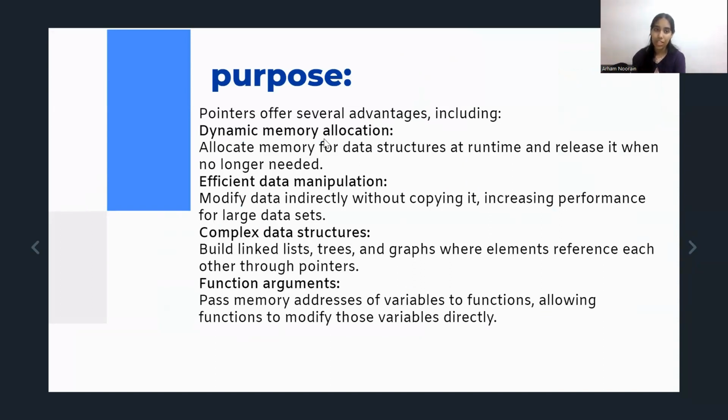Purpose. What is the purpose of this? It helps in dynamic memory allocation: it allocates memory for data structures at runtime and releases it when no longer needed. Efficient data manipulation: it can modify data directly or indirectly without copying it. It increases the performance for large data sets. It builds data structures, such as linked lists, trees, and graphs, where elements reference each other through pointers. Function arguments: pass the memory address of variables to functions, allowing functions to modify those variables directly.